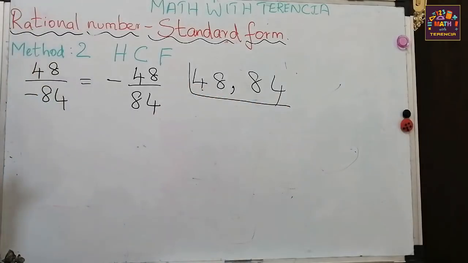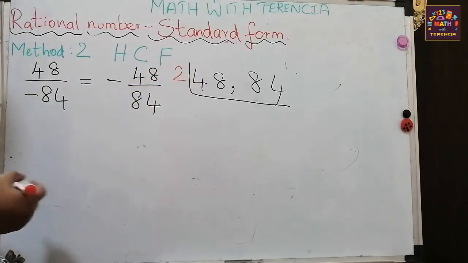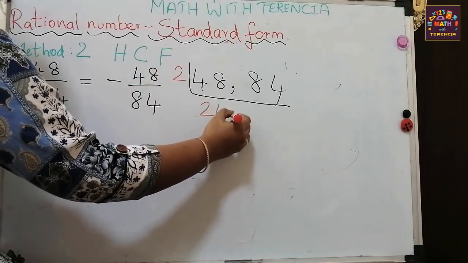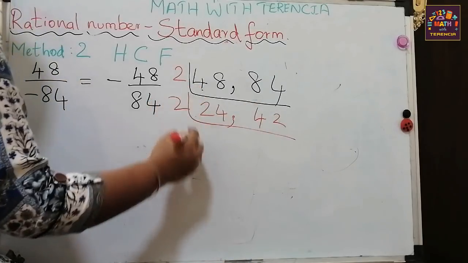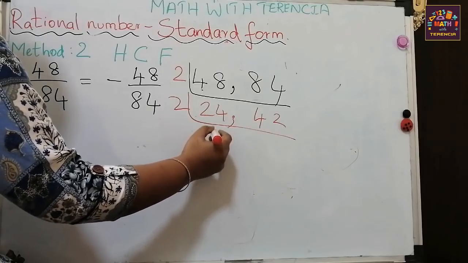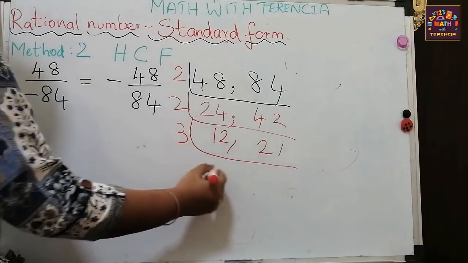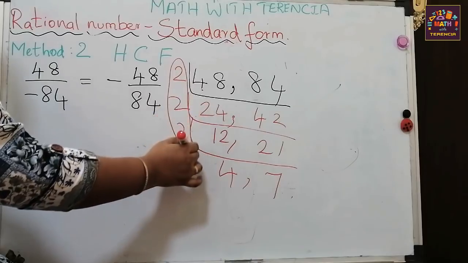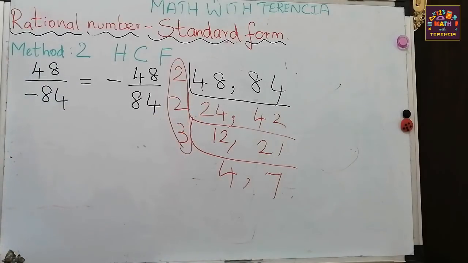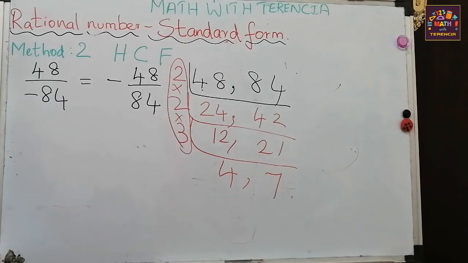So when I go with HCF, it's 2. 2, 24, 42. Again, it's 2, 12, 21. Again, it's 3, it's 4, 7. So the HCF is 12. 2 times 2 is 4, 4 times 3 is 12.